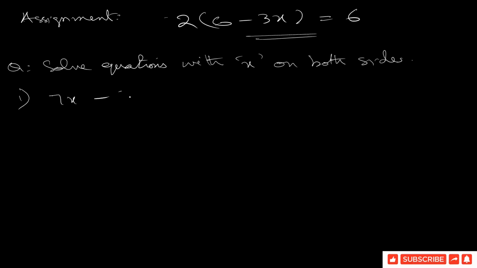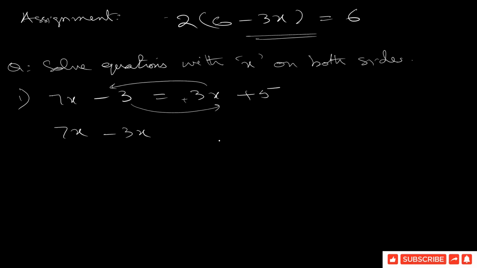7x minus 3 is equal to 3x plus 5. Always remember that we always take the variables on the left side and the constants on the right side. So 7x will remain as it is, but 3x will move to the left side. As it is positive here, it becomes negative 3x. And negative 3 is already there, 5 is already there. We do not move that.